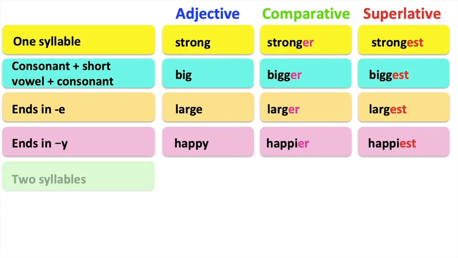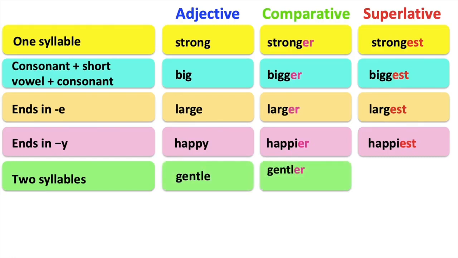For adjectives with two syllables, there are two ways in which we can form the comparative or superlative adjective. When forming the comparative, we can put the word more before the adjective. However, in some cases, we can just add ER to the end, depending on the adjective. For example, gentle. The comparative adjective is gentler or more gentle. So, both are correct to use.